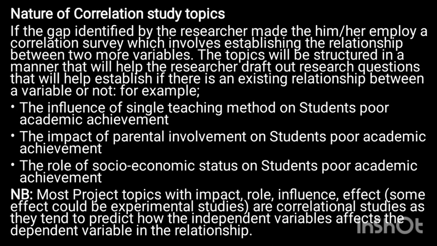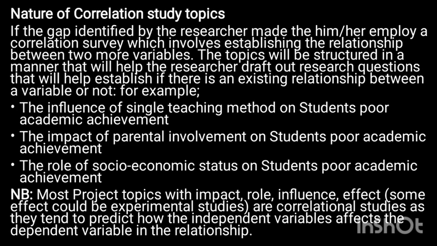For example, the influence of single teaching method on students' poor academic achievement. The impact of parental involvement on students' poor academic achievement. The role of socio-economic status on students' poor academic achievement. If you check, both when we were discussing descriptive and now correlation, we are still talking on poor academic achievement. Let's assume that what we pick as our broad area now is academic achievement.